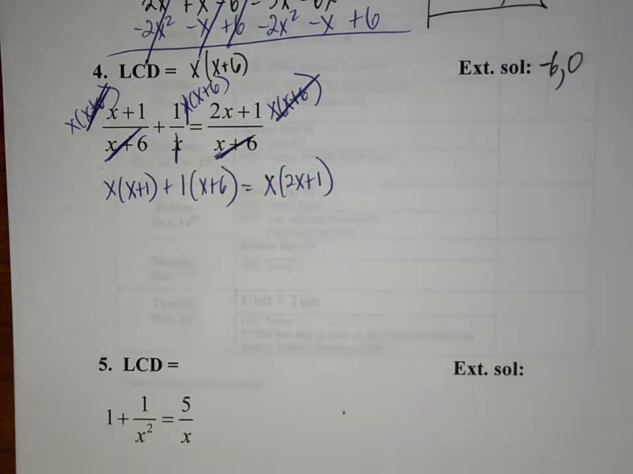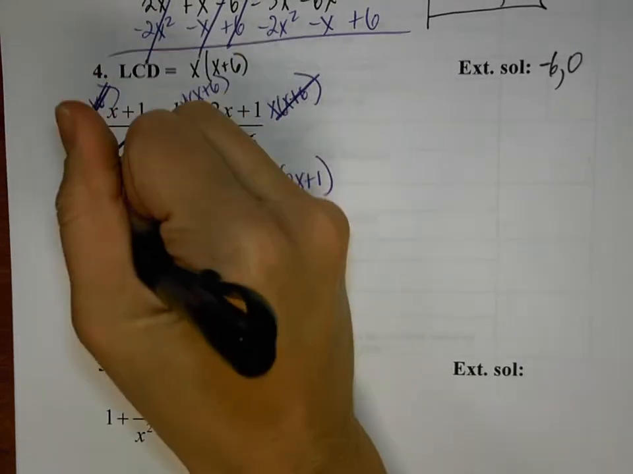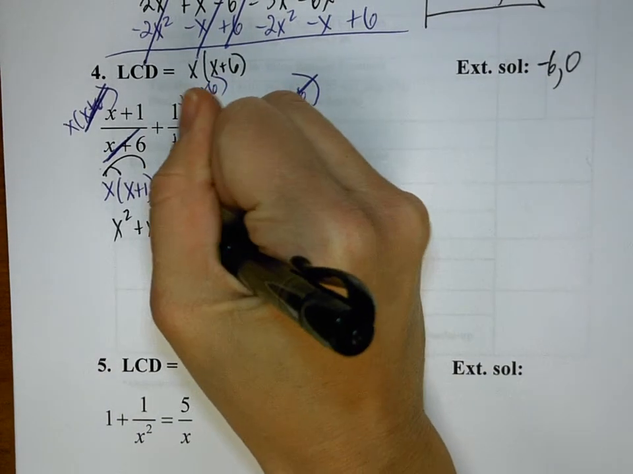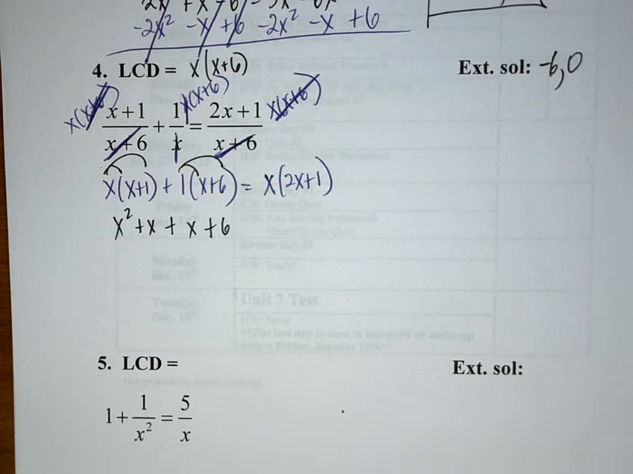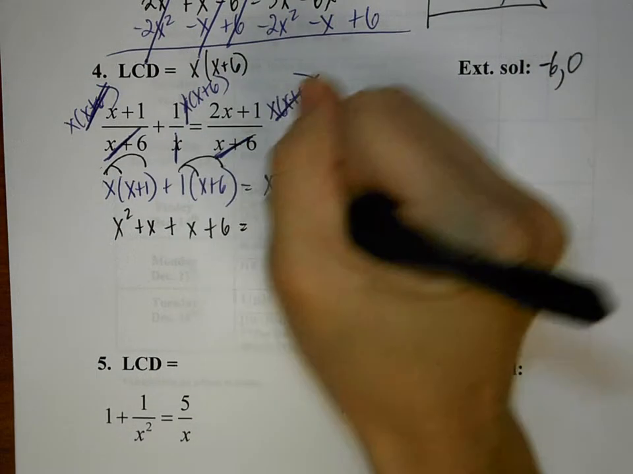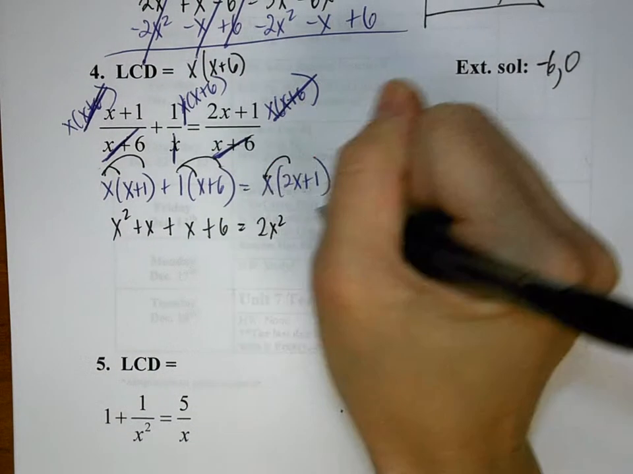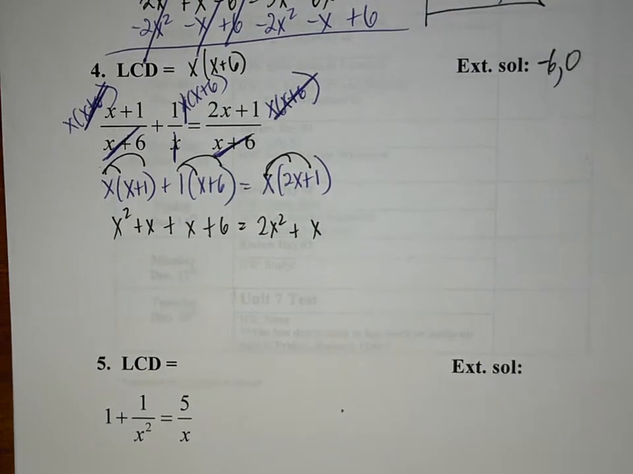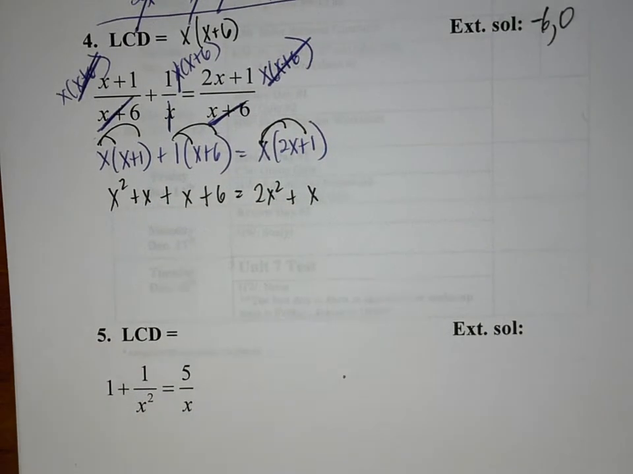Next step is to do what? Distribute. Perfect. We distribute. We get x squared plus x, and we get plus x plus 6 when I distribute through the 1, equals 2x squared plus x. Next, we'll combine our like terms.